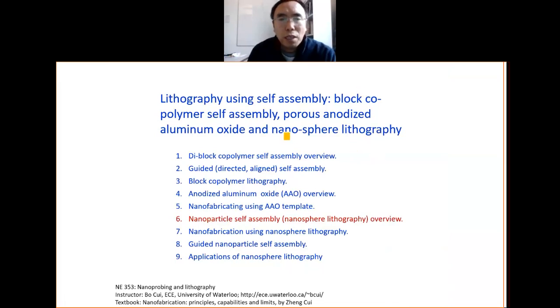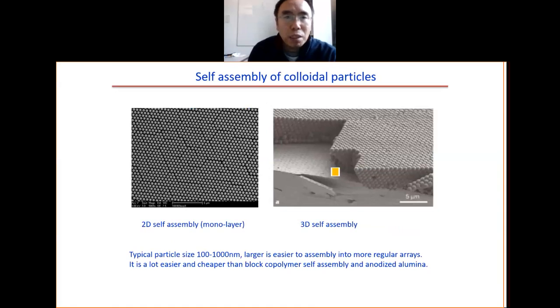So now let's look at nanosphere lithography. We have the nanospheres, and they will be self-assembled. This is self-assembly of colloidal particles. You can see very nice long-range periodic structures here. This is the monolayer self-assembly. This one is the three-dimensional self-assembly. Now we can use this kind of self-assembly pattern as a lithography method. Typically, the particle size is a few hundred nanometers. The larger the particle, the easier to self-assemble into more regular patterns.